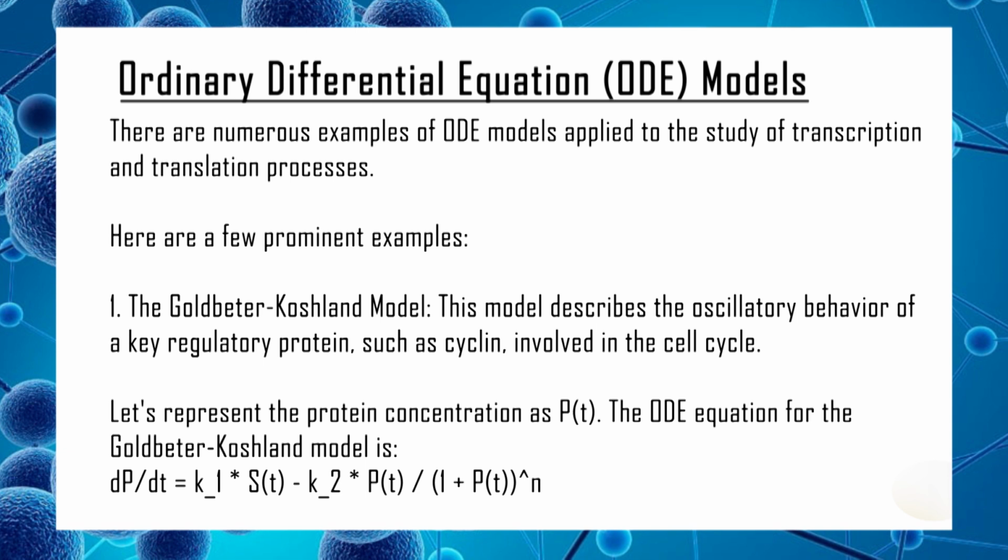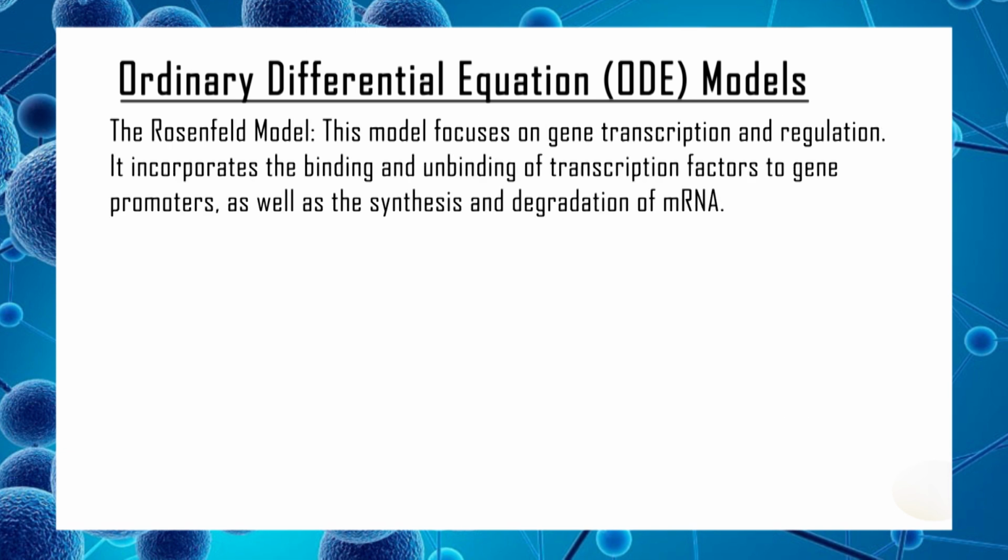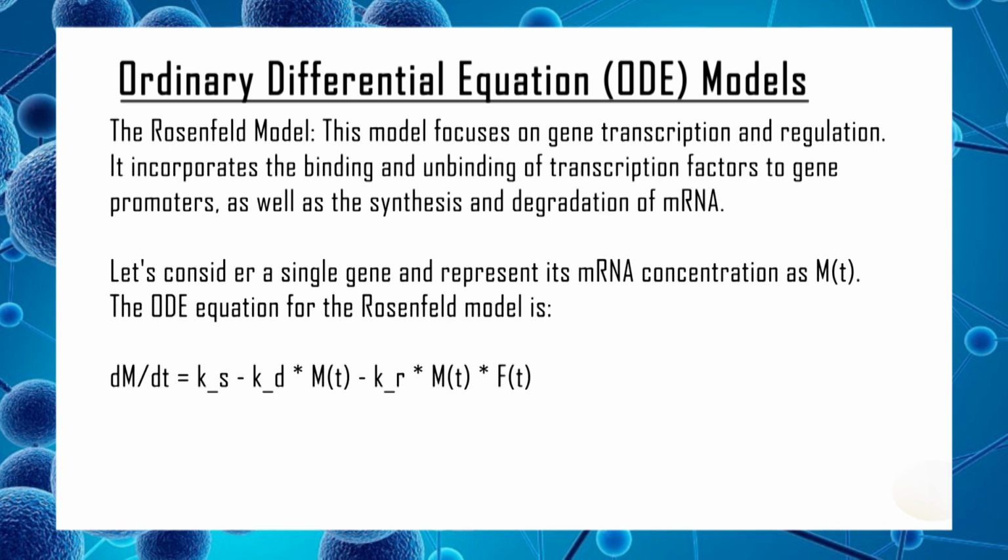Another method is known as the Rosenfeld model. This model focuses on gene transcription and regulation. It incorporates the binding and unbinding of transcription factors to gene promoters as well as the synthesis and degradation of mRNA. The ODEs mimic the competition between transcription factors, allowing prediction of gene expression levels and understanding the regulatory network dynamics. Let us consider a single gene and represent its mRNA concentration as m, a function of time. Then the ODE equation of the Rosenfeld model can be written as given in the slide.